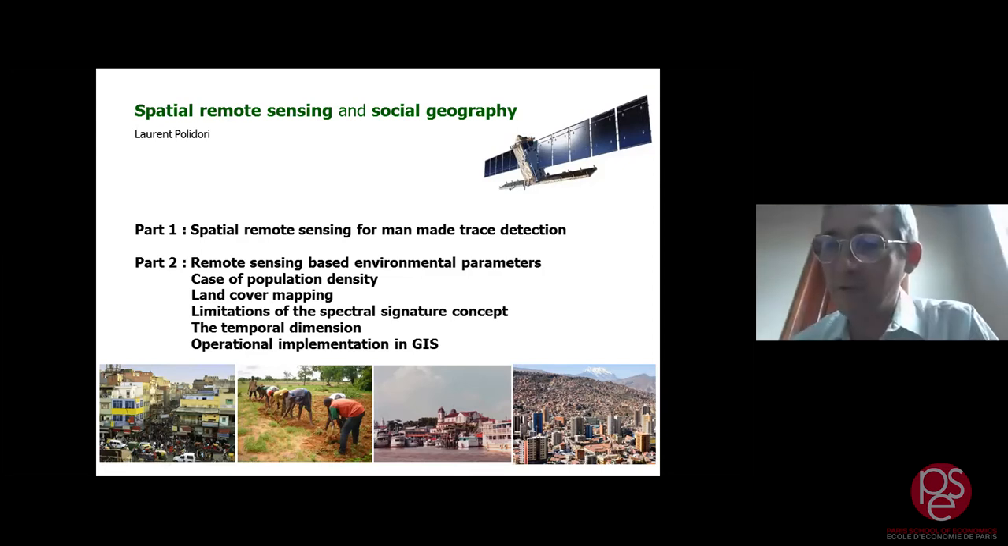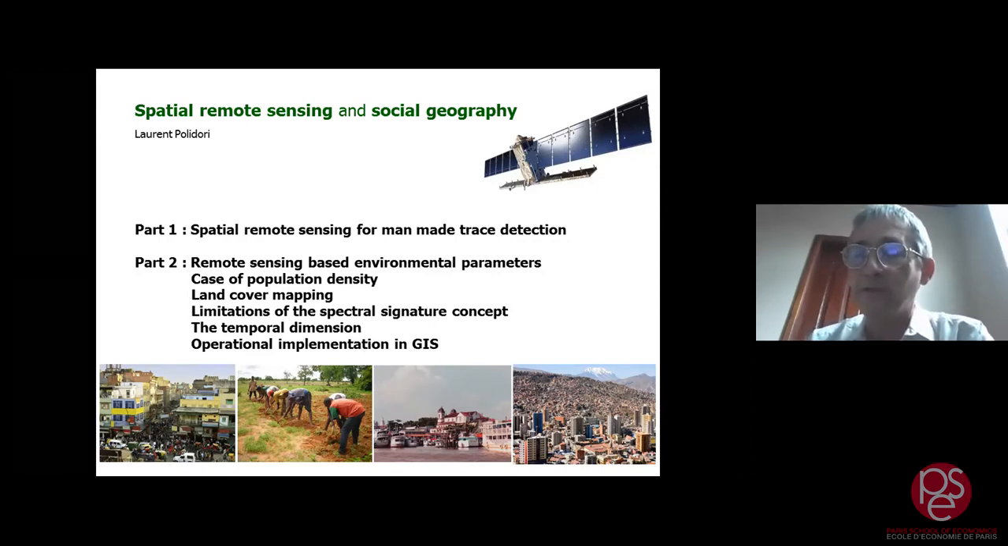Okay, thank you for this introduction. I hope everybody can hear me correctly. So this is the second part of my presentation on spatial remote sensing dedicated to social geography. And just to remember what I presented last time, I tried to show the benefits of remote sensing for man-made trace detection, which means to detect not people, which is very difficult and not very interesting, but to detect the traces left by people.